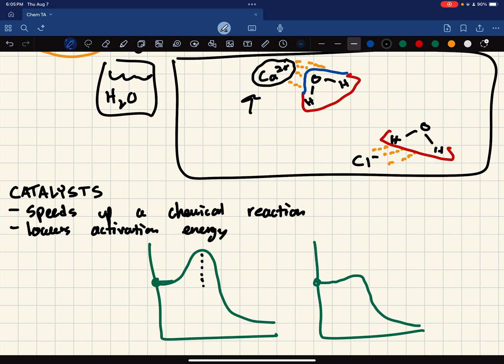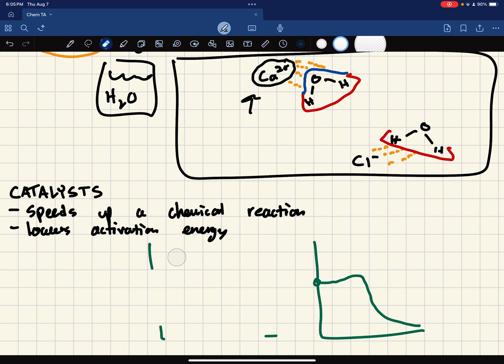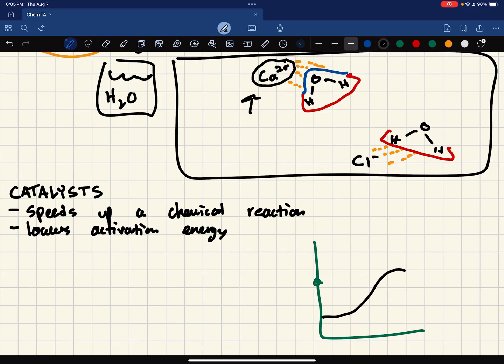And this would be the same thing with the reverse reaction for the endothermic reaction. It would just be the other way around. It would look like this, right? Instead of needing this much energy to react, it just needs that much. So it still needs some because it's endothermic, but not as much because we lowered it with the catalyst.